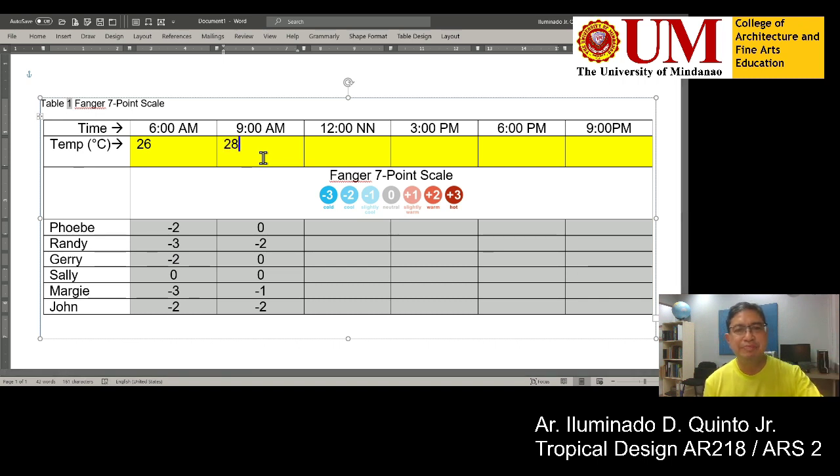Then you repeat again at 12 noon, at 3 p.m., and you look at how the numbers fill up. The neutral, the zero, is something that a person can accept. It's not warm, it's not cold. It's something you're okay with. The idea in this assignment is that you try to figure out what temperature seems to be the neutral one, and if you are able to attain such temperature, then you're okay with that.